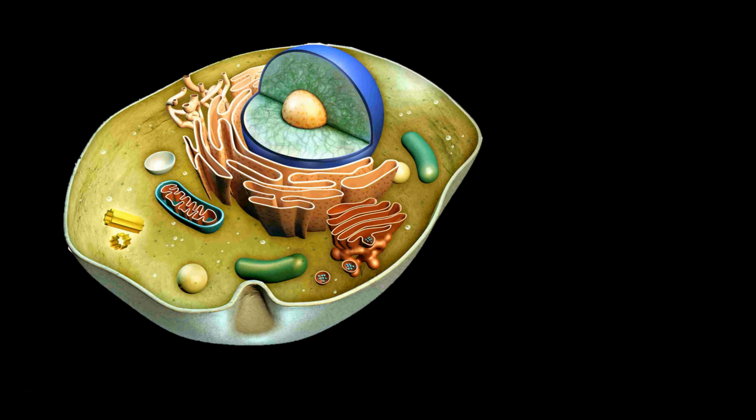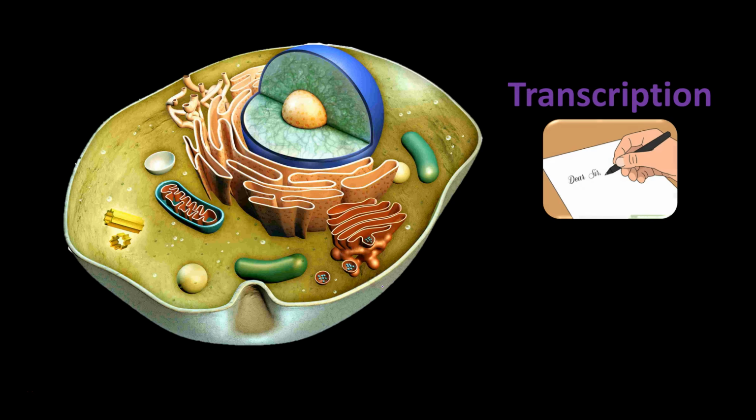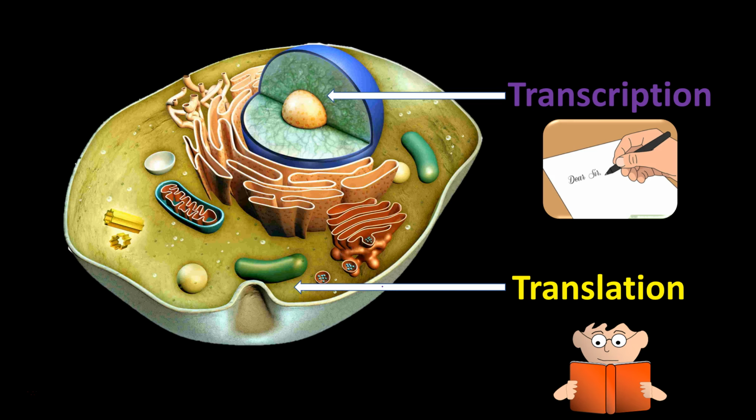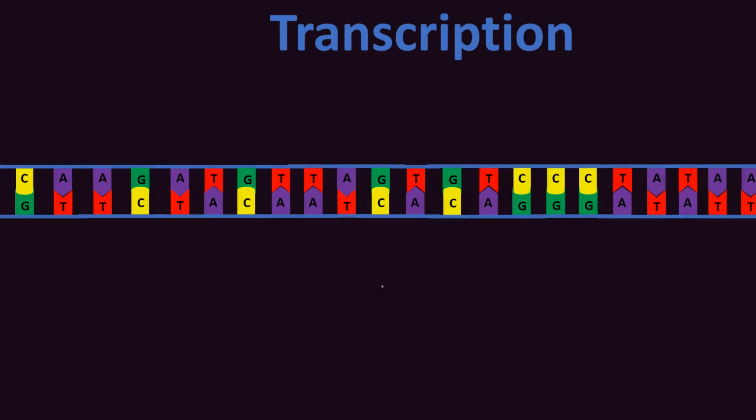To refresh your memory, we started off with transcription, and to transcribe something means to write it down, and that takes place in the nucleus. We copy our information from DNA into messenger RNA. The second half of protein synthesis, translation: to translate is to read or interpret. We're going to read that message, and that takes place at a ribosome found in the cytoplasm. So if we were to go through the whole process, first is transcription.